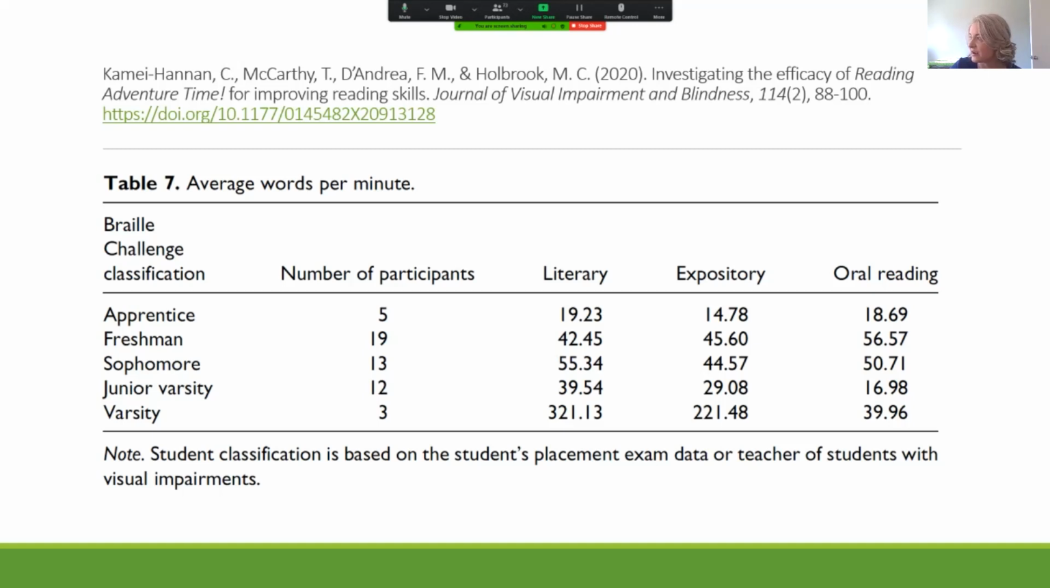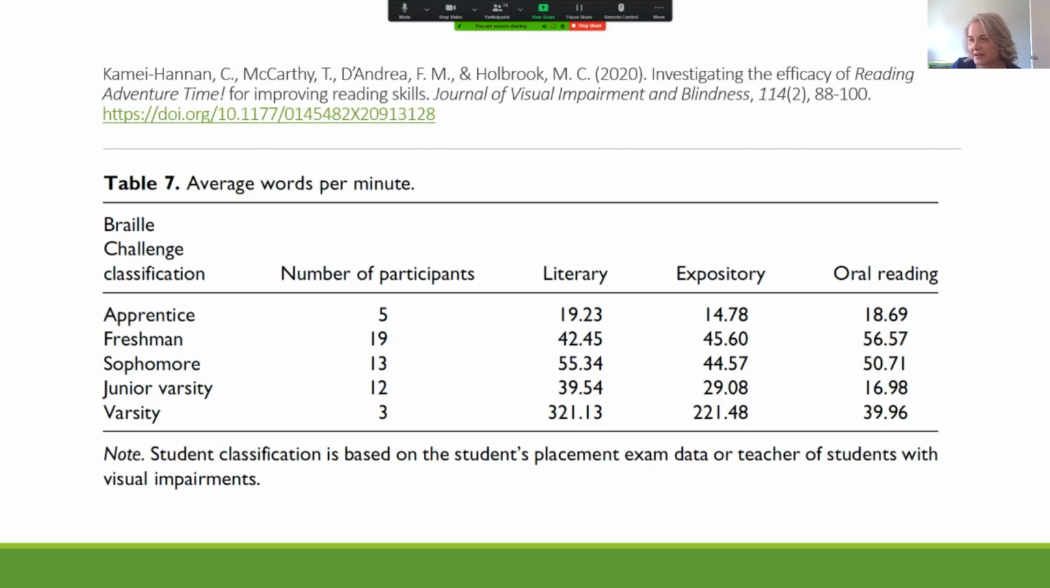Our freshman category, they're getting faster, but they sort of level off after this grade. So we're getting 42 words per minute, about 46 words per minute, and about 57 words per minute. Sophomore, very similar reading speeds. So about 55 words per minute, about 45 words per minute, and about 51 words per minute. So the junior varsity level, these students were actually a little bit slower. We've got 39 words per minute, 29 words per minute, and 17 words per minute.